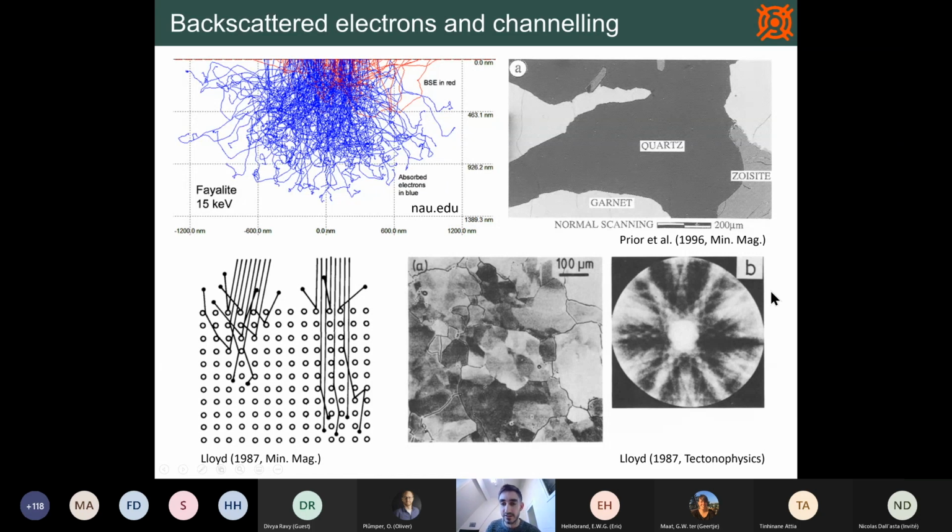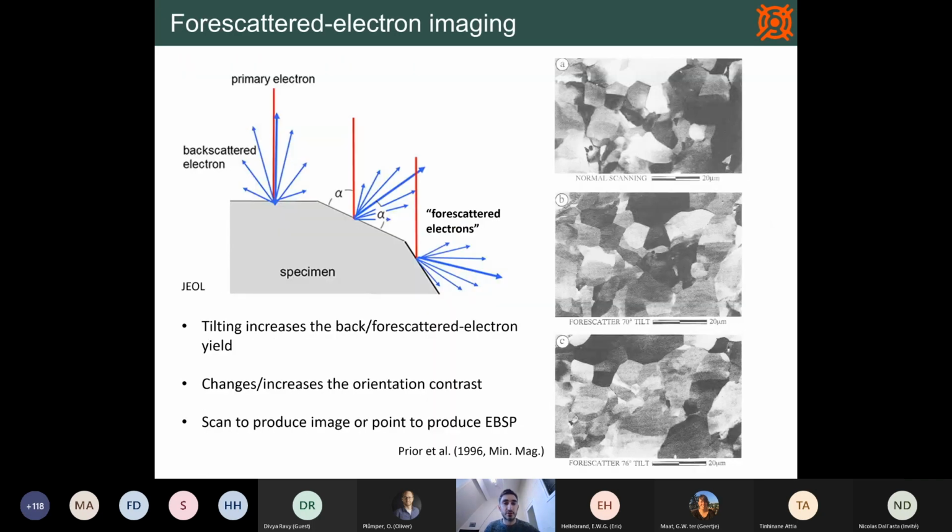These are sort of closely related to EBSD patterns, which we're going to spend most of this talk focusing on. So another trick that we can play is to change the angle of the specimen surface. Most of what we've talked about today so far has been with a flat sample. So that might give us an image like this top one.